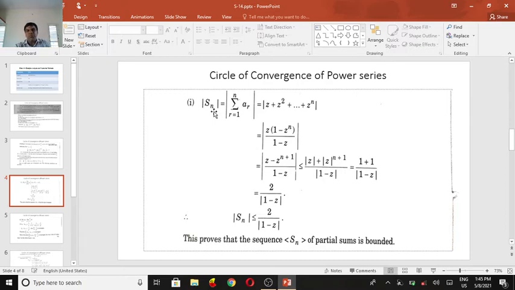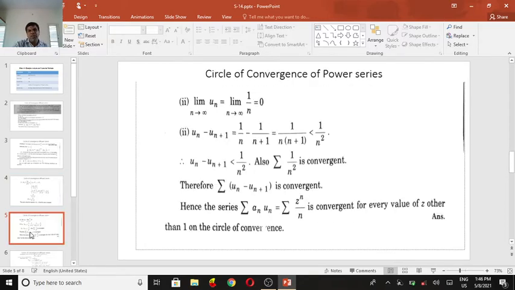So this proves that the sequence Sn, the partial sum, is bounded, because the right hand side is a number less than 2 divided by the absolute value of 1 minus z. This number is some constant. So this proves that the sequence Sn of partial sums is bounded.